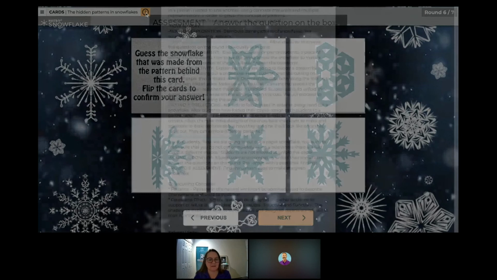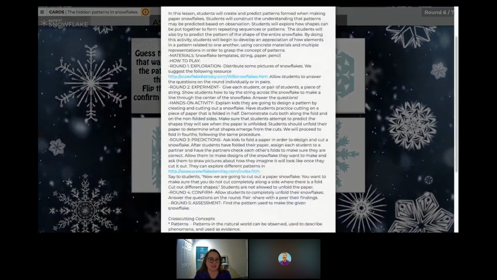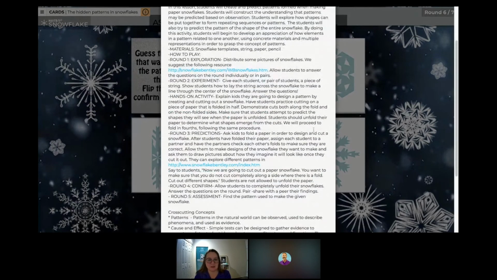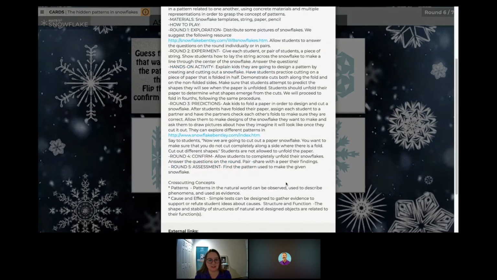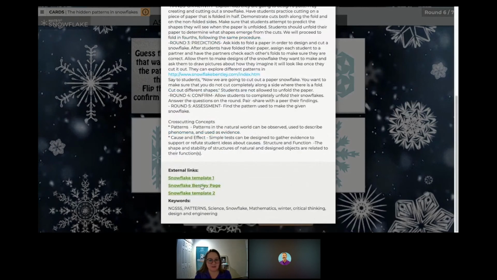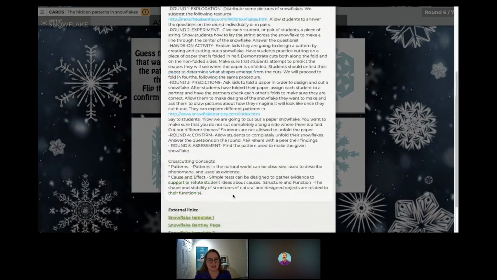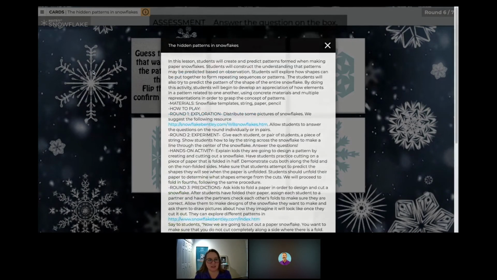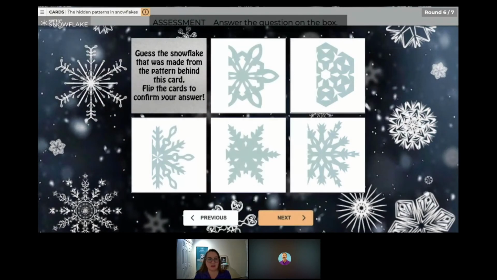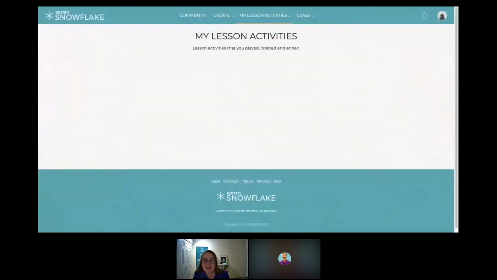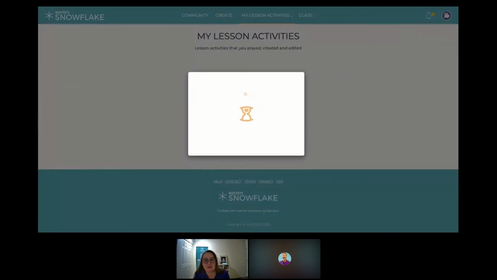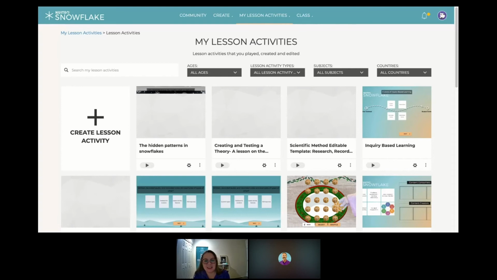This does have really great instructions on how to use this in your classroom, as well as additional materials. As you can see, we have some snowflake templates and links to other works, and it does tie into Next Generation Science Standards, which is fantastic. This is in the snowflake community, just titled The Hidden Pattern of Snowflakes. So that was a lot today about inquiry-based learning, but I hope it's something that would be helpful and that you can consider using within your own classroom as well.